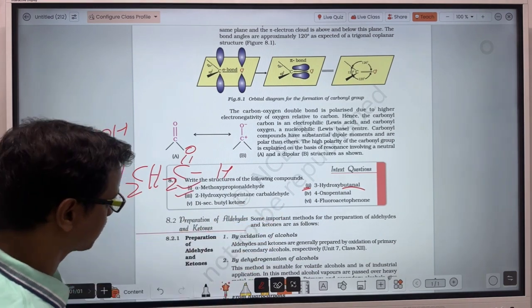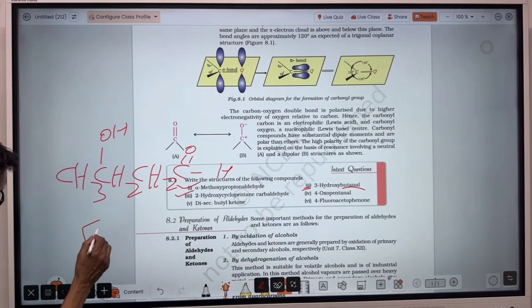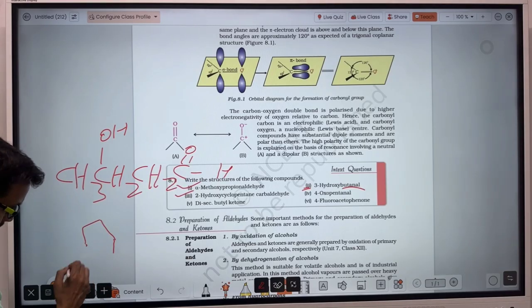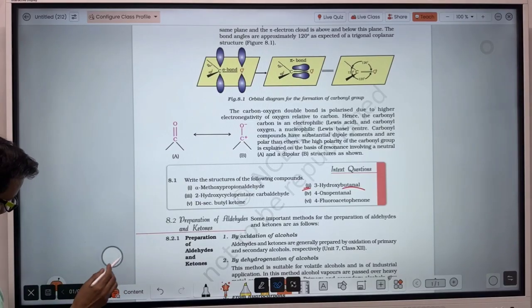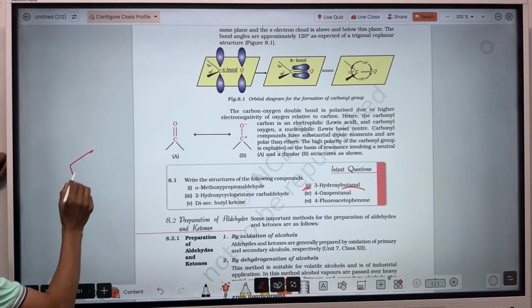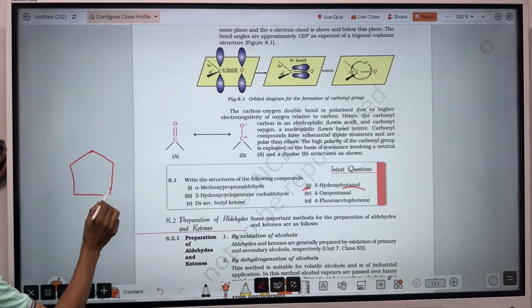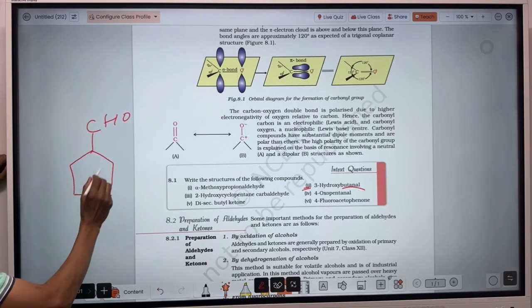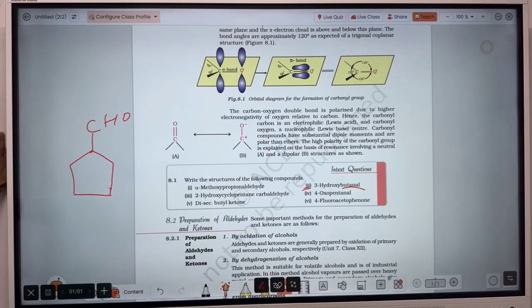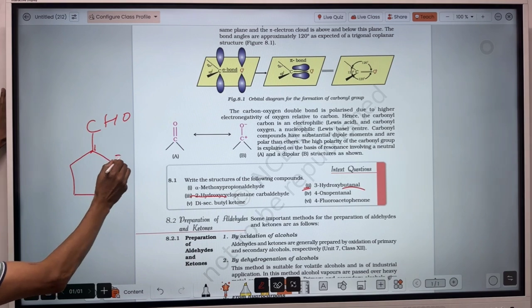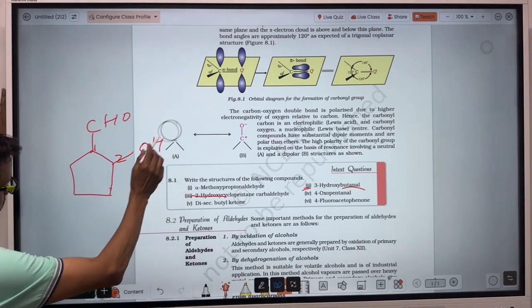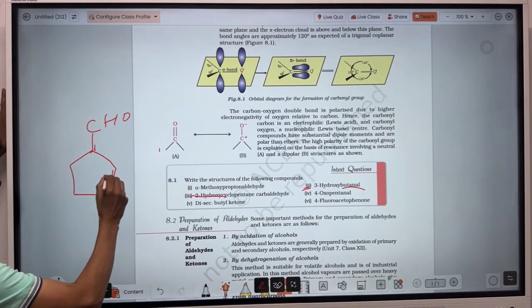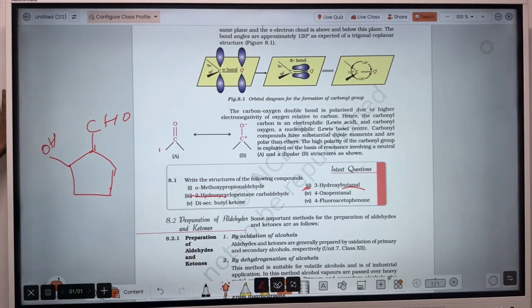Now let's see this question I am drawing. Cyclopentane carbaldehyde: firstly draw cyclopentane and carbaldehyde, that means CHO, at any place, either here or here, wherever you would like. And at the second position there is hydroxy. So this is the first carbon, this is the second carbon, so here you may add OH, or you may also consider this carbon as the second carbon, and in that case OH will be there.